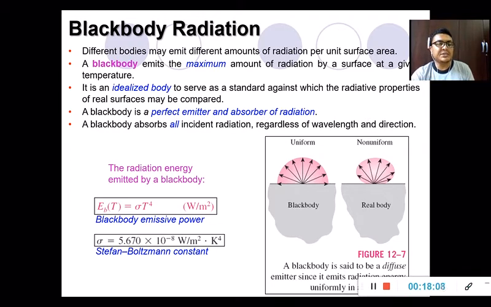So for the radiation energy emitted by a black body, radiation energy equals sigma T power 4. This is the black body emissive power. So here on the right side, bottom right figure, we have a black body.